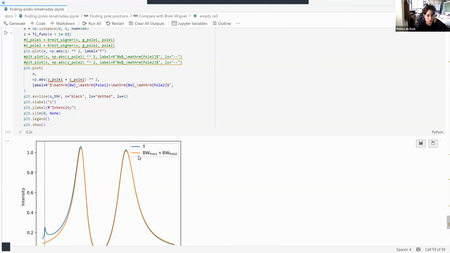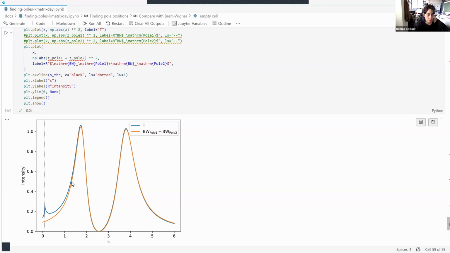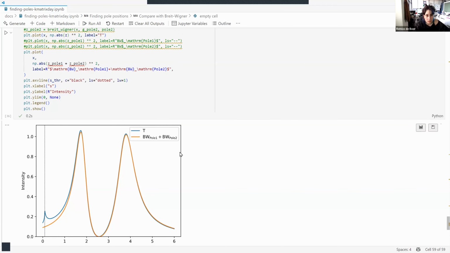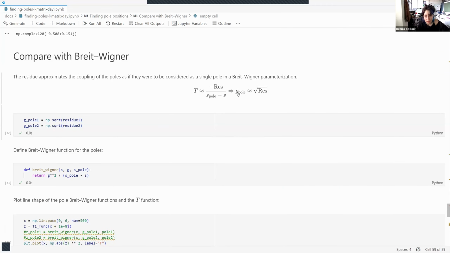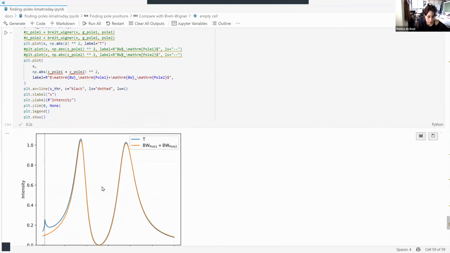We see the T function here in blue. So this is the function of my first Riemann sheet. So the line shape we see, so this projection on the real plane, looks like the line shape we saw before. And then I can see here the sum of the two Breit-Wigner parameterizations for pole 1 and pole 2. So the sum of these with the couplings estimated as the square root of the residue I found with my closed contour integral. So these look very much the same.